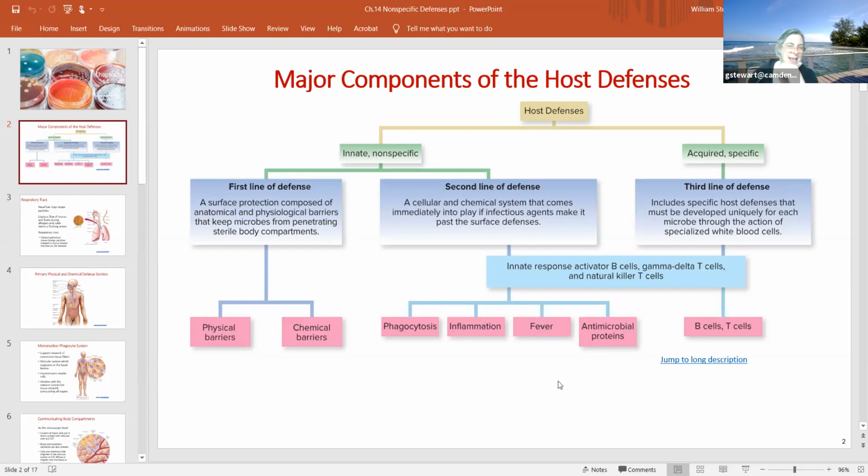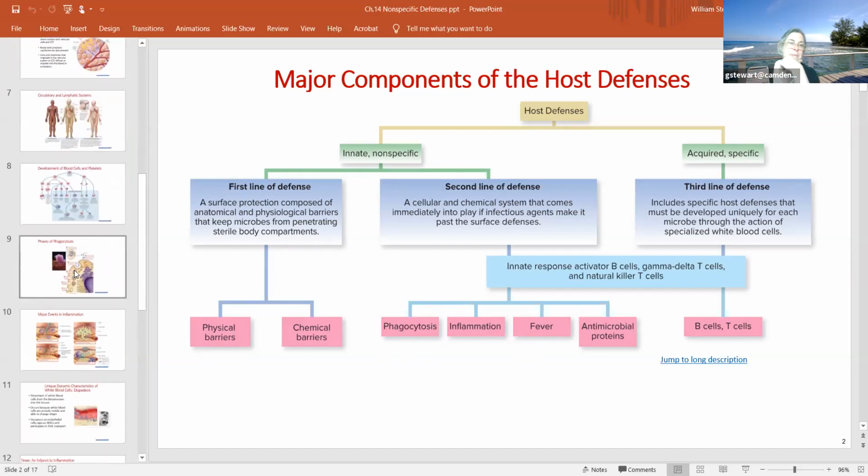Remember, these are the same for all organisms. These are not specific to a particular infection or a particular bacteria or a particular virus. So let's look at phagocytosis first.